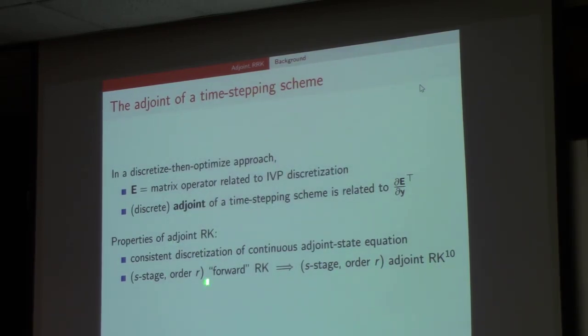Properties of adjoint Runge-Kuttas. So this has already been shown in the past. If you had this problem and you did the adjoint of a Runge-Kutta, that solution would be consistent with what you get if you applied a Runge-Kutta scheme to the adjoint problem. There's that consistency. And moreover, the adjoint Runge-Kutta is really an S-stage order R Runge-Kutta if the original forward Runge-Kutta is also S-stage order R.